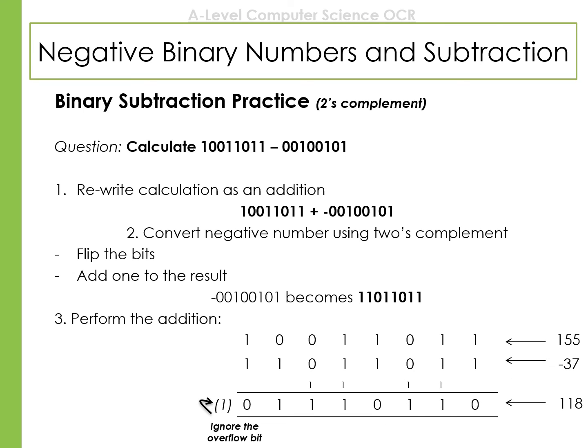Here's another example, this time using 8-bit binary. So we've got two values, 155, and we want to minus 37 from it. So first up, let's rewrite that calculation with a minus. Flip the bits, add 1 to the result, and then perform the calculation. Remember, in this case, we ignore the overflow bit. Remember to check your working to make sure it is correct.